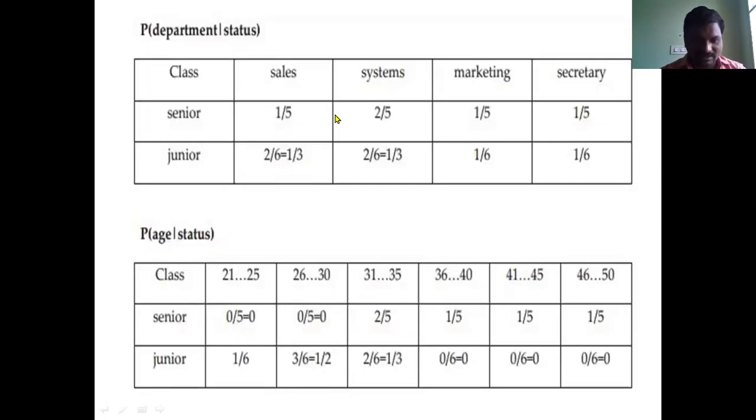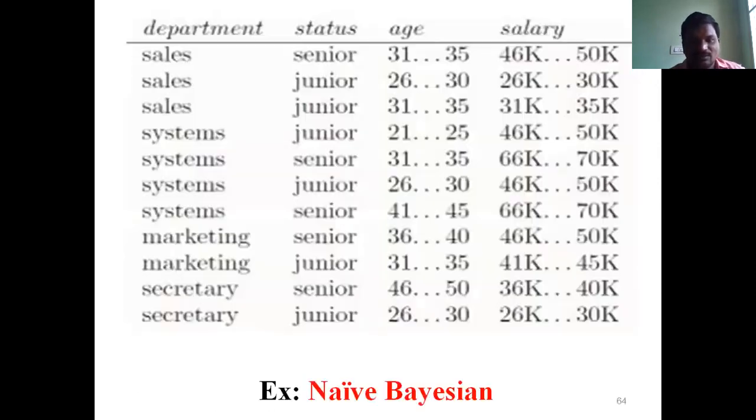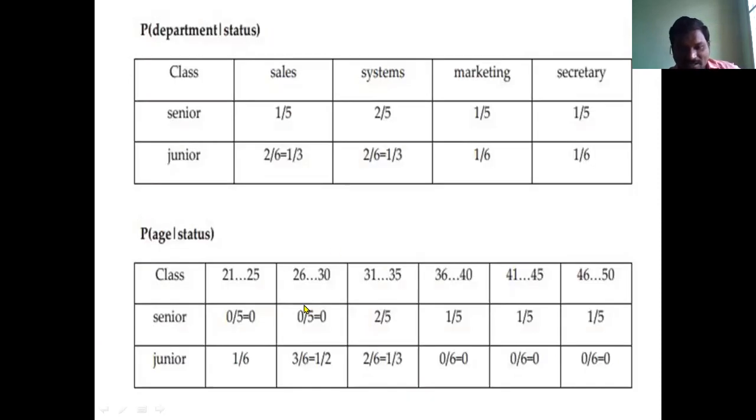Similar case here. How can you identify it? I am taking the age 21 to 30, then 26 to 30, 31 to 35, that means I am taking the different ages here. For the age group 21 to 25, how many seniors are there? For example, if this is a senior, this is a senior. For 21 to 30, no one is there, and 26 to 30 also no one is there.